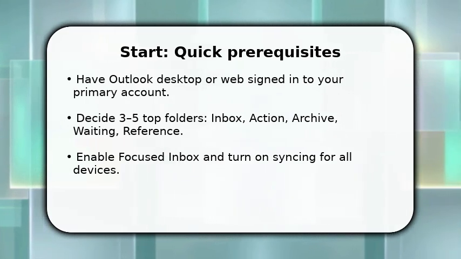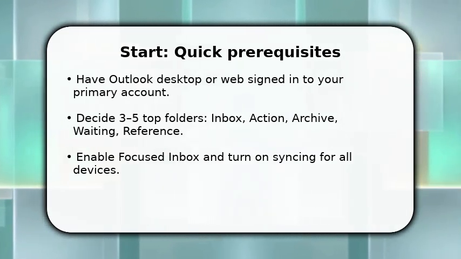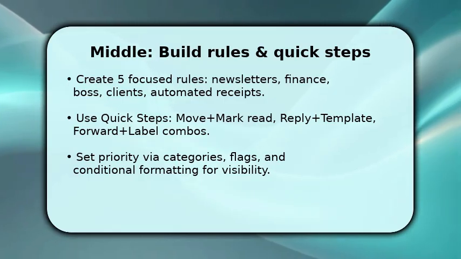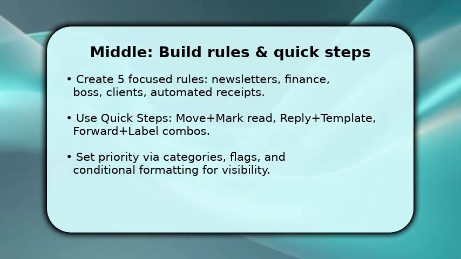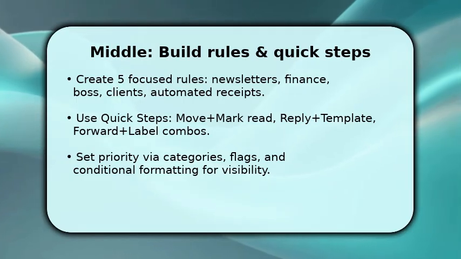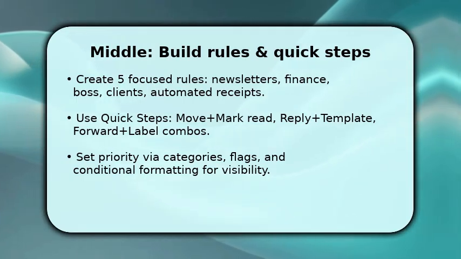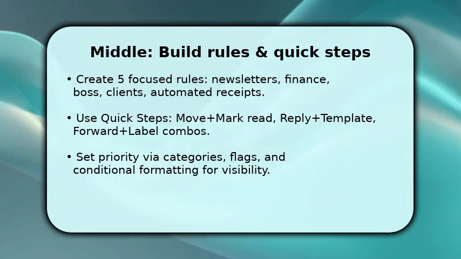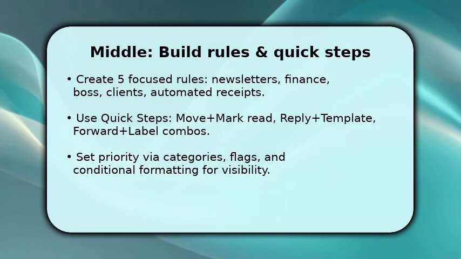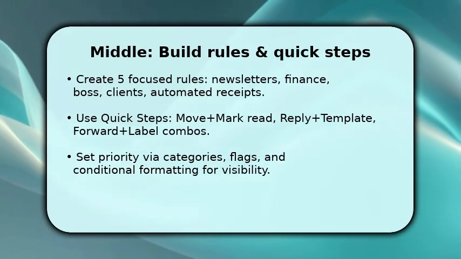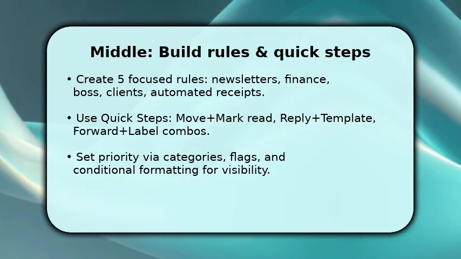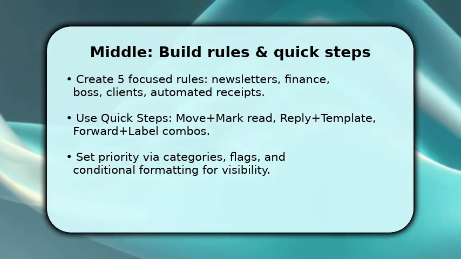You'll now automate repetitive sorting by creating targeted rules. Route newsletters to a newsletters folder, receipts to finance, manager mail to boss, and client threads to client folders. After that, build quick steps for common actions like move plus mark read or reply plus template so one click does multi-step work. Once those are in place, apply categories and conditional formatting to highlight high-priority senders. This makes visual triage instantaneous.